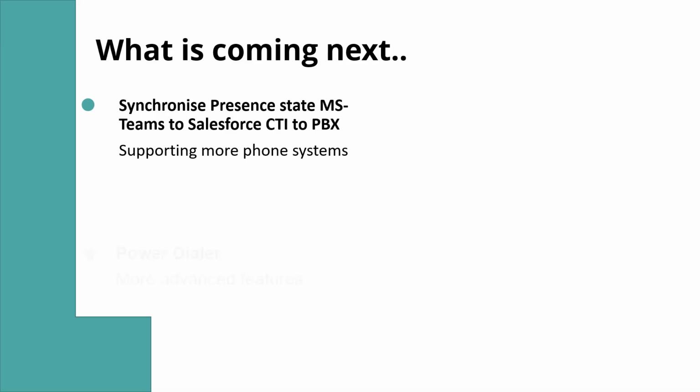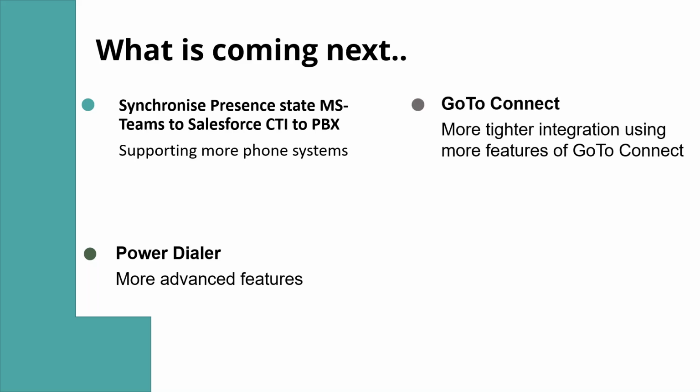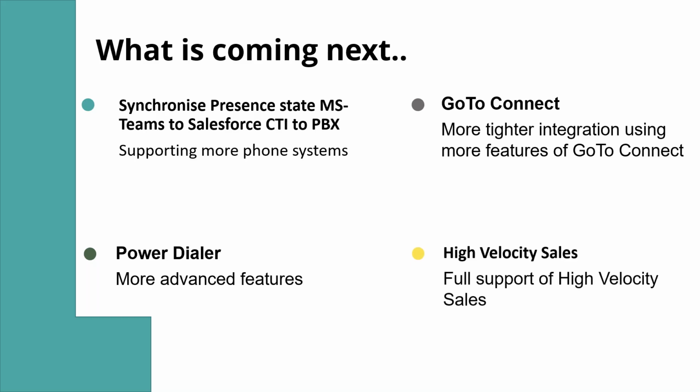In the upcoming release, which will be out by the end of this year, synchronization for multiple PBXs will be possible, as well as resynchronization. Resynchronization means that when the status in the PBX is changed, it will automatically be transferred to Salesforce and Microsoft Teams. For GoToConnect there will be a tighter integration using more features of GoToConnect. The Power Dialer will continue to expand in the future, and all the functionalities of high velocity sales are supported from the CTI Data Connector.